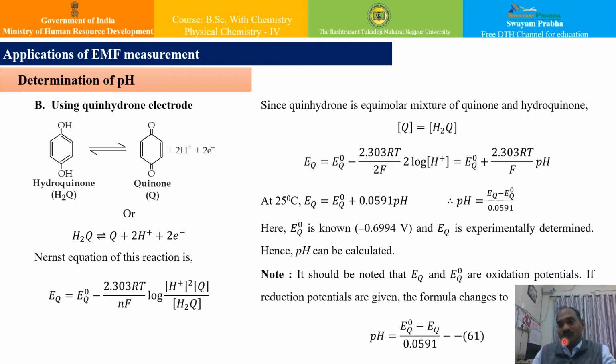Now it should be noted here that this E and E standard are oxidation potentials. So if I use the reduction potential, my formula gets reversed, and I can utilize this formula for determination of pH of the solution using the quinhydrone electrode.